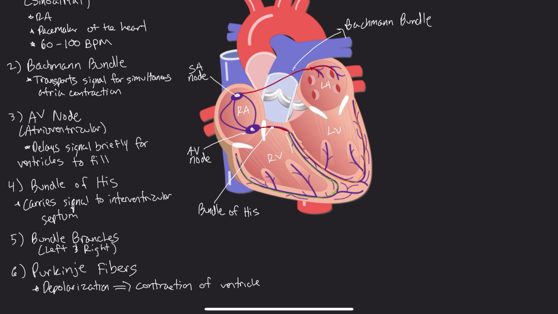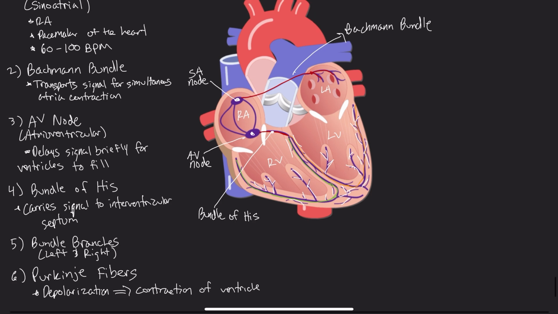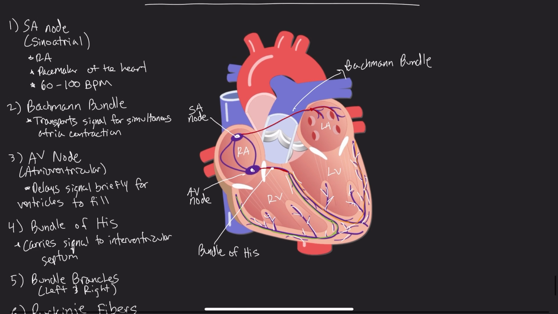And all these little branches here, these are your Purkinje fibers there. So this will cause those ventricles to contract and get that blood moving forward. So those are all your Purkinje fibers there. So those are the 6 that you'll need to know.